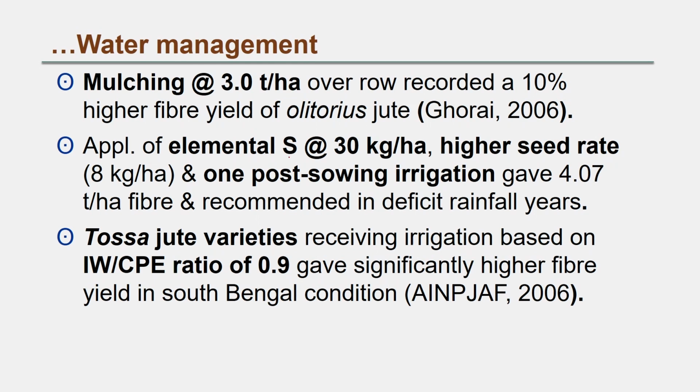Application of elemental sulfur at 30 kg per hectare, higher seed rate of 8 kg per hectare and 1 post-sowing irrigation gave 4 ton per hectare fiber and is recommended in deficit rainfall years. Tossa jute varieties receiving irrigation based on IWCP ratio of 0.9 gave significantly higher fiber yield in South Bengal conditions.